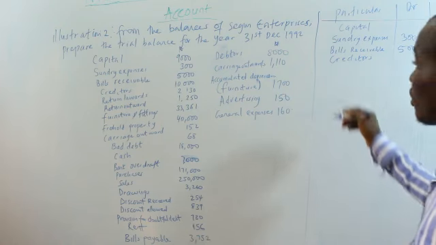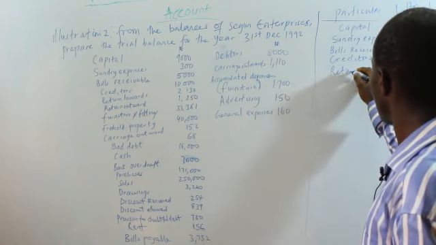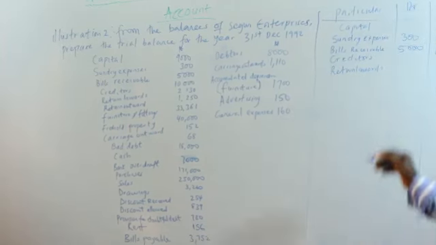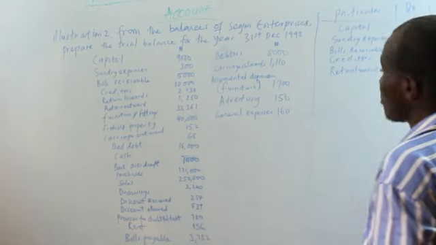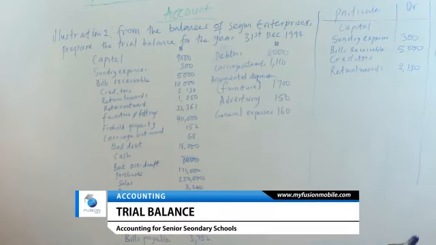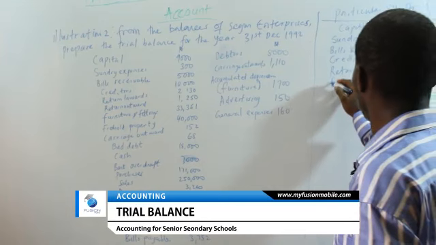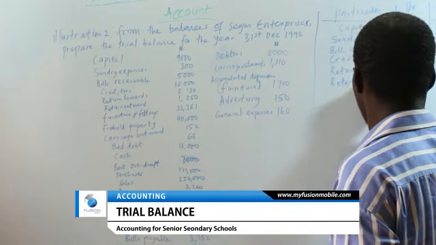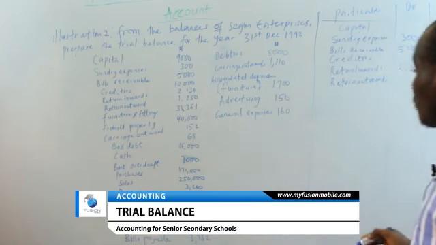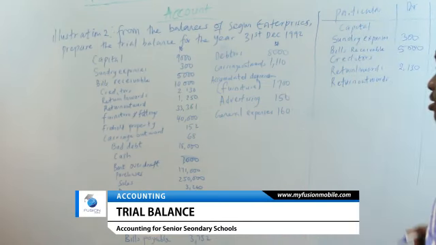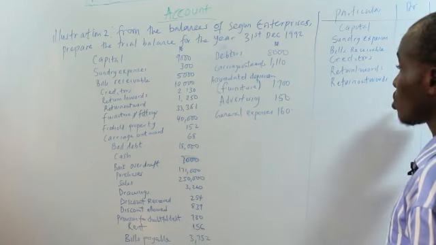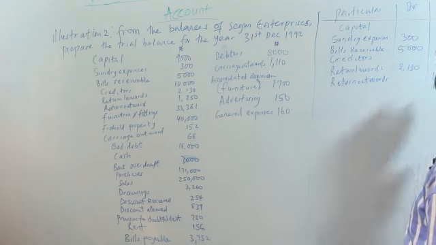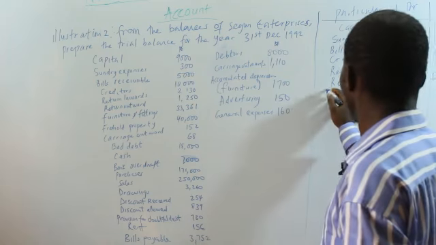So we have returns inwards, that is the sales return. We have a debit balance of 2,130. That is what sales return is. So we have returns outward. That is a deduction from the purchases, so purchase return. So we have a credit balance of 1,250. The next thing we have is furniture and fittings.